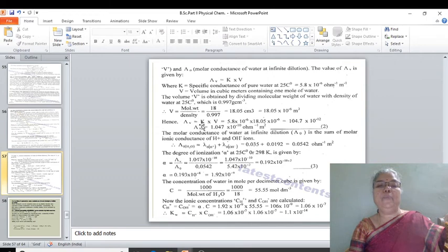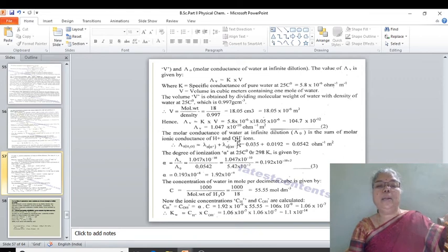Hence, lambda phi, or equivalent conductance at free dilution, is equal to the specific conductance 5.8 into 10 raised to minus 6 multiplied by the volume, 18.05 into 10 raised to minus 6, and it is equal to 104.7 into 10 raised to minus 12. This is the value of lambda phi.